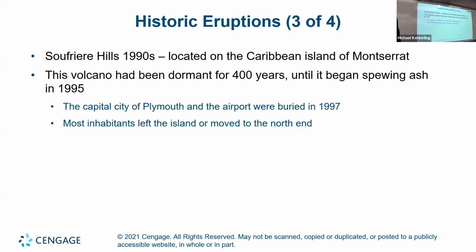This volcanic eruption eventually formed a permanent new island in the North Atlantic. New land. Soufriere Hills in the 1990s is located on the Caribbean island of Montserrat. This volcano had been dormant for 400 years until it began spewing ash in 1995. The capital city of Plymouth and the airport were buried in 1997, and most inhabitants left the island or moved to the north end.